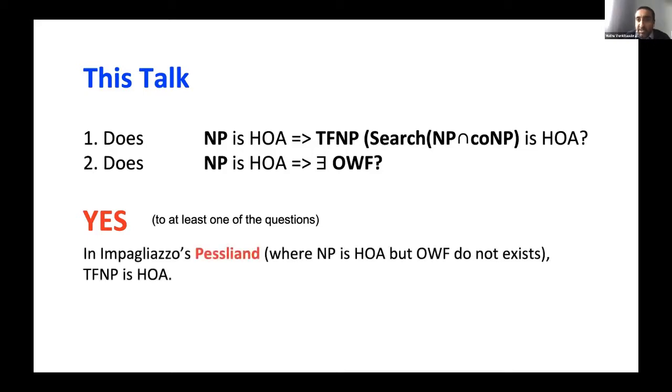And a different perspective of our result is that in Impagliazzo's world, specifically Pessiland, where NP is hard on the average, but one-way functions do not exist, TFNP is hard on the average. And now I'm going to go a little bit into the techniques for proving our result.